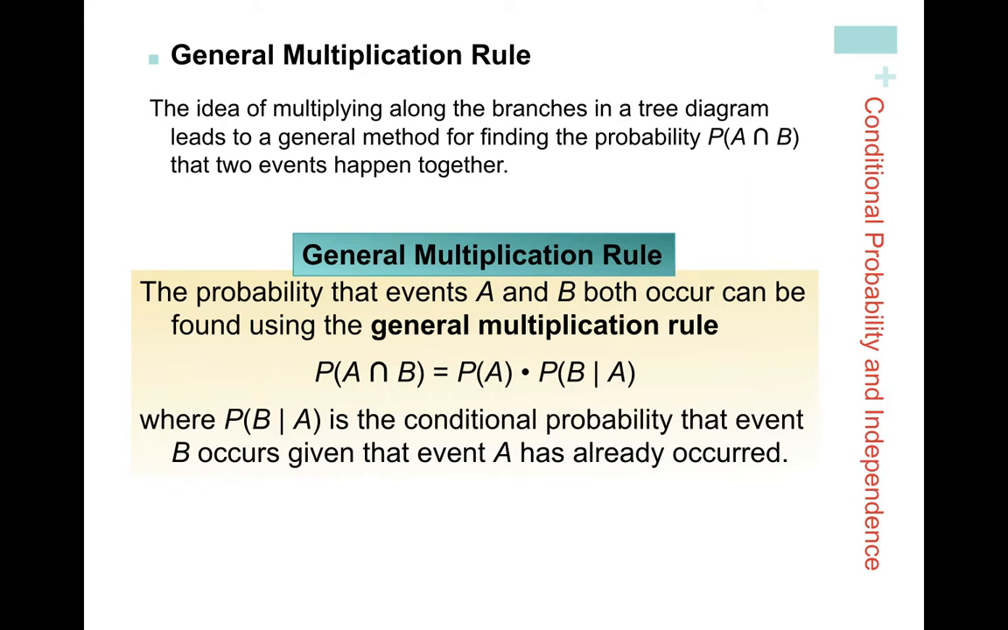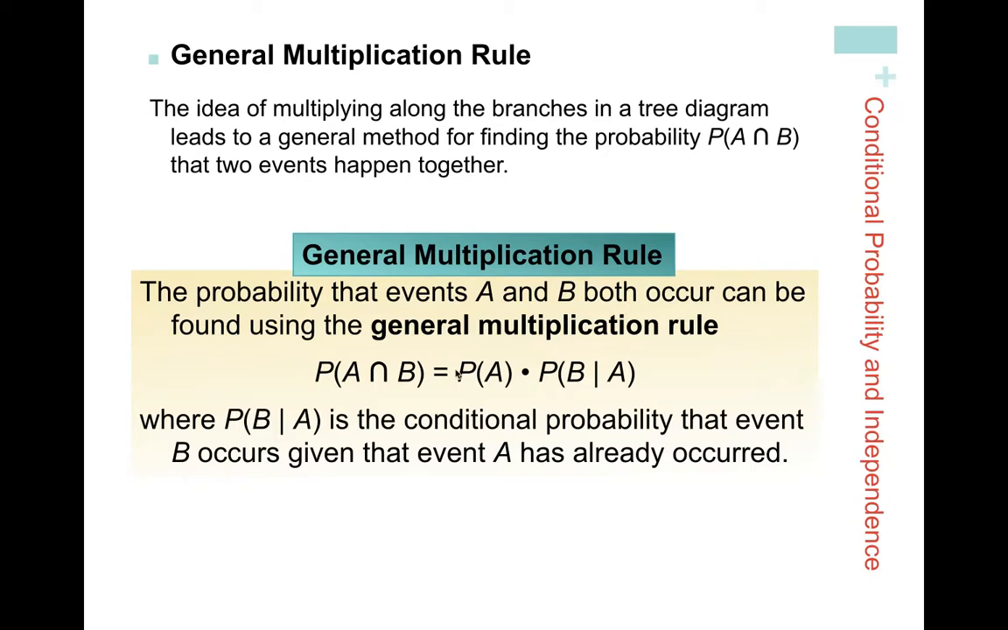This is a very important rule to memorize. This is worth writing in your notes. So the probability of A intersect B, or in other words, the probability of A and B both occurring, is equal to the probability of A occurring times the conditional probability of B given that A has already occurred.